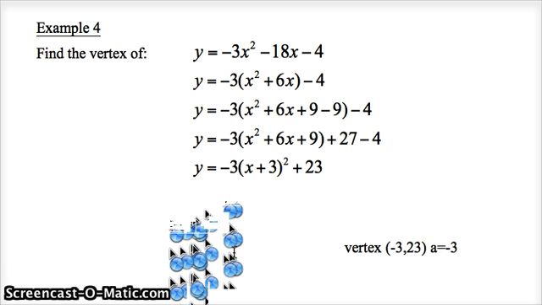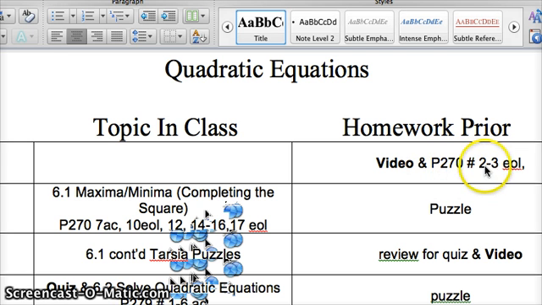Alright, so that's it for today. I want you to work through now your knowledge and understanding questions. So turn into your textbook on page 270, and I want you to complete numbers 2 to 3 EOL. In class, we'll work through the remainder of the puzzle problems, and then we'll also continue this on the other day with some more examples tomorrow night.